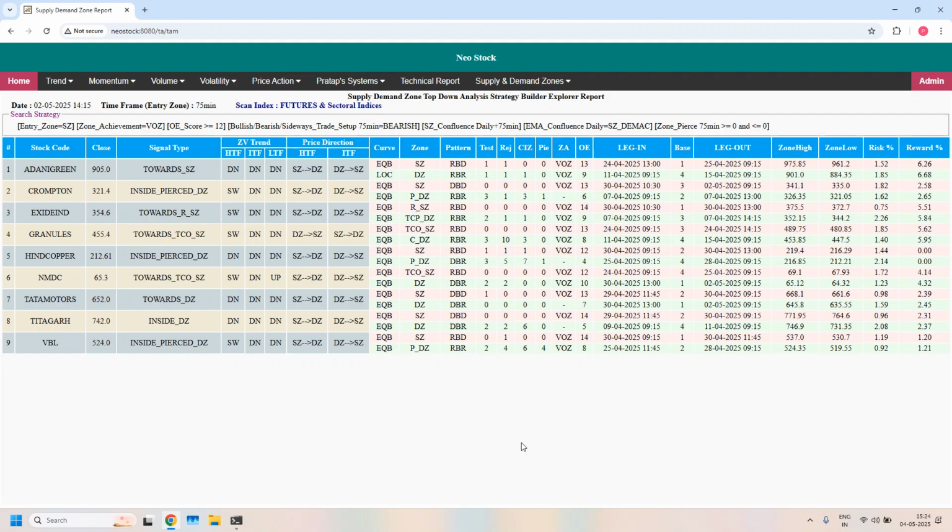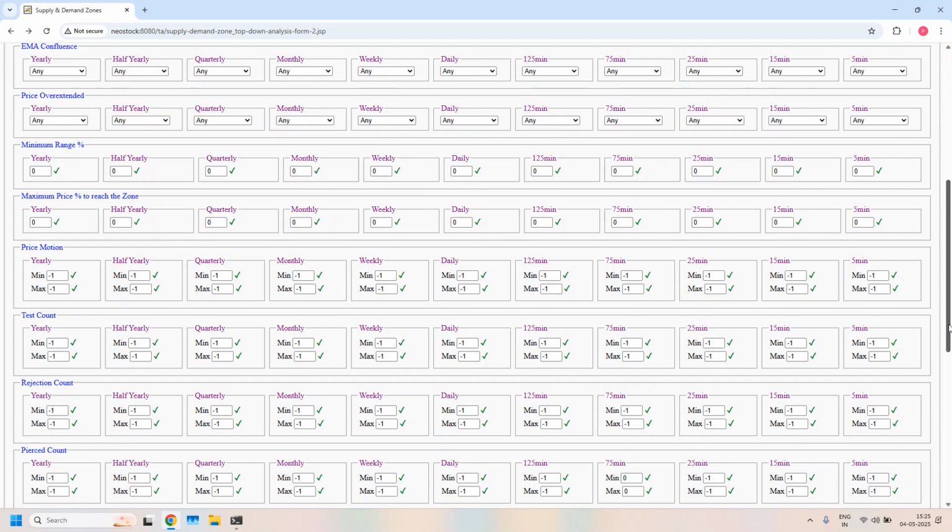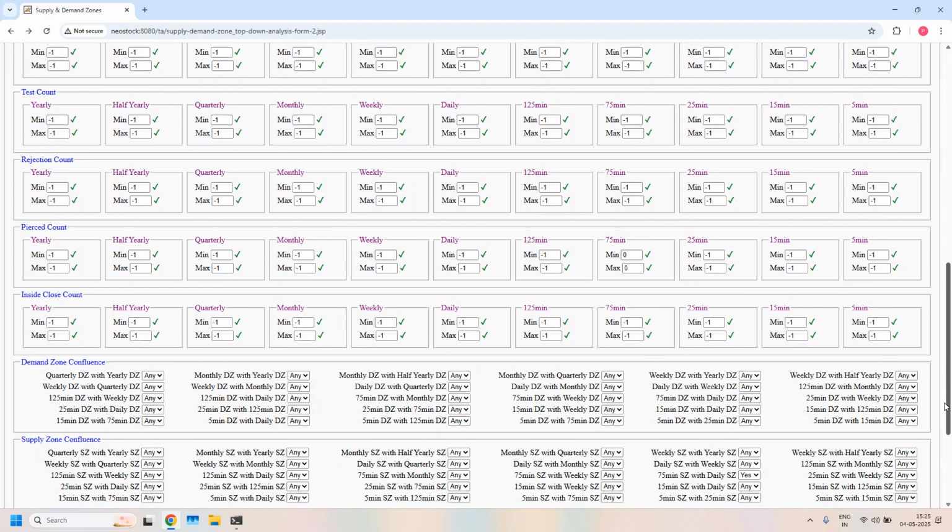Okay, this is based on LTF and ITF supply zone confluence and ITF EMA confluence. Next we will look into LTF, ITF and even HTF supply zone confluence supported stocks, later HTF EMA confluence. So I am going back, removing ITF EMA filter. In the supply zone confluence, 3 filters we have to set. First filter is already enabled, that is 75 with daily. Next 75 and weekly supply zone confluence, daily and weekly supply zone confluence.